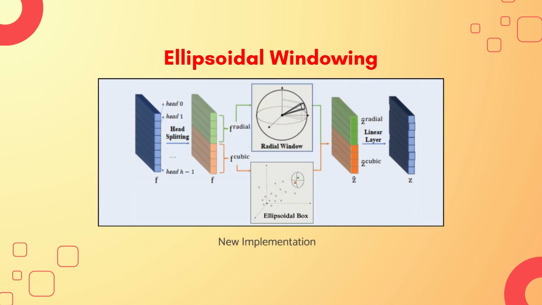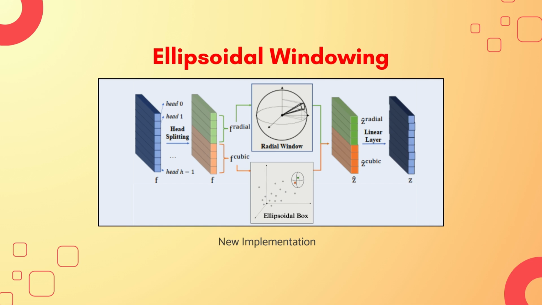Using ellipsoidal windowing enhances the accuracy of capturing complex and elongated objects. We've replaced cubic windowing with this advanced technique, allowing for a more precise capture of spatial data. The radial window accurately represents directional vectors, and the ellipsoidal box refines data encapsulation, especially for elongated objects. These components are then passed through a linear layer, producing an enhanced output and improving overall performance.